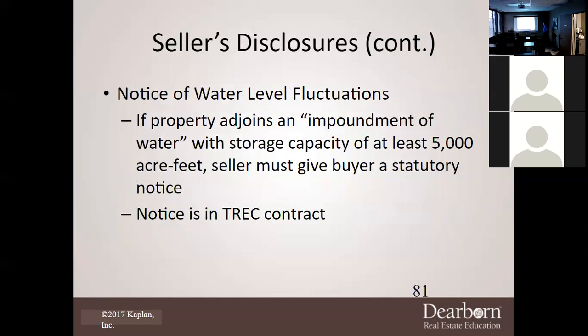Another notice is your notice of water level fluctuations. If a property adjoins an impounded area, basically an area where the water can go up and down through maybe a dam or through natural causes, that has in some situations a storage capacity of at least 5,000 acre feet, then the seller must give the buyer a statutory notice. And that notice is in the contract. Again, most of these notices are already written in there.